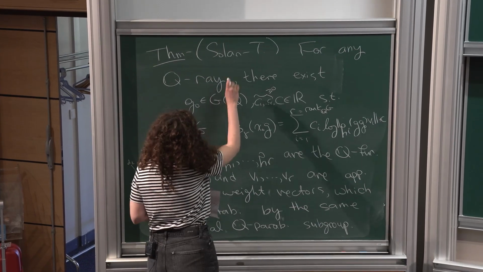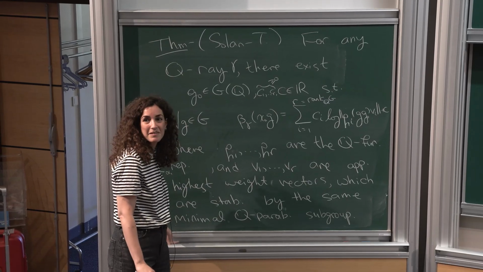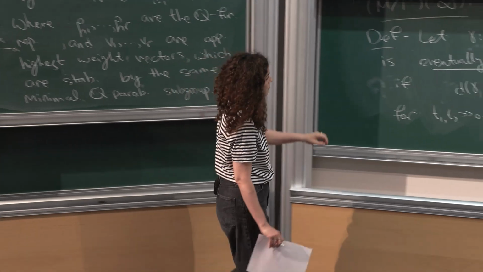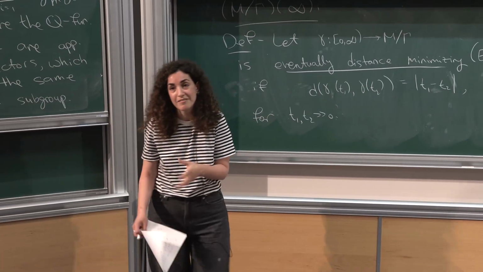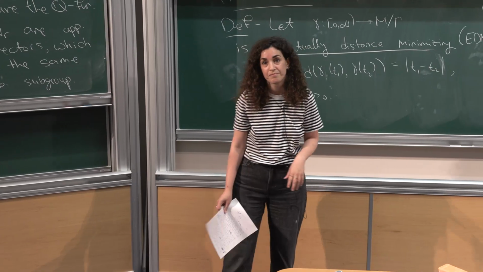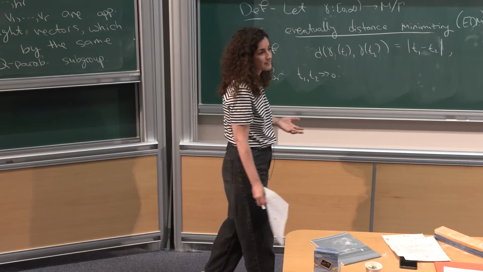Ah, yes, thank you. I didn't exactly say what Q-ray is, but it means that it comes from... So these have nice structure. I have an explicit way of representing these, and they're going to come from rational points.